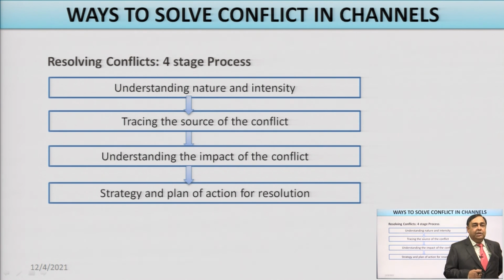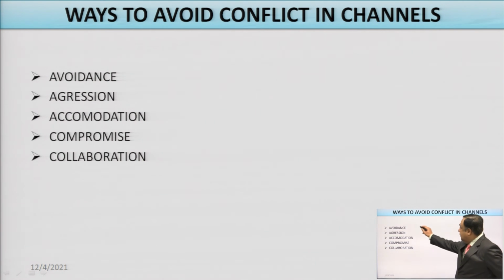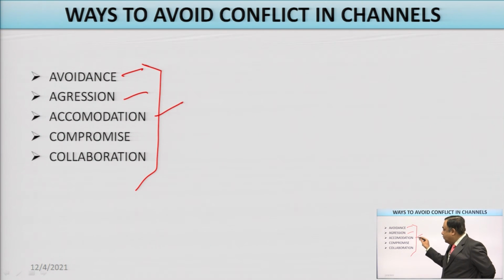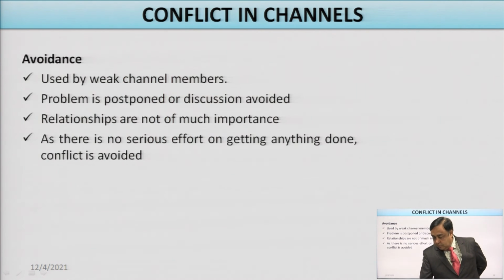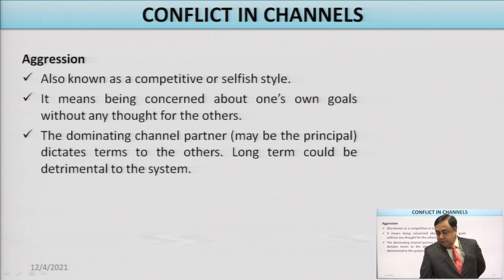Resolving conflict: understanding the nature and intensity, tracing the source of conflict, then you have to understand what impact the conflict may have in the long run, and then you have to go for a strategy to overcome this conflict. Basically, there are 4 ways: avoidance, aggression, accommodation, compromise and collaboration. First is avoidance, used by weak channel members, where the problem is postponed and discussed later. Relationships are not very important, as there is no serious effort on getting this done, so the conflict can be avoided.